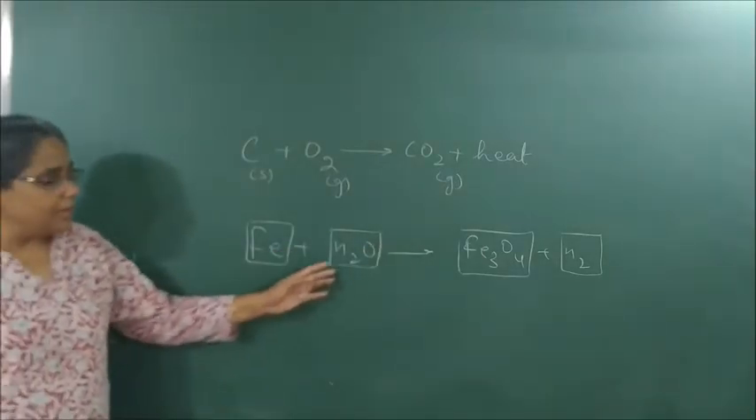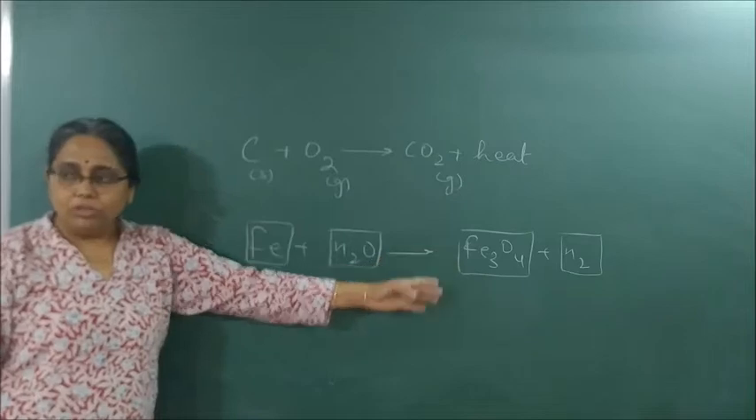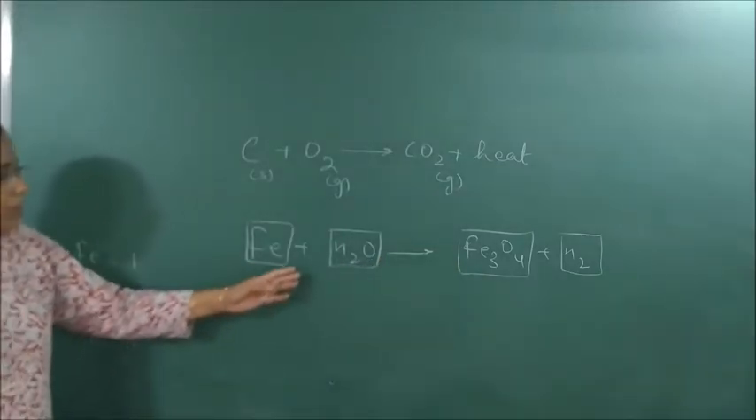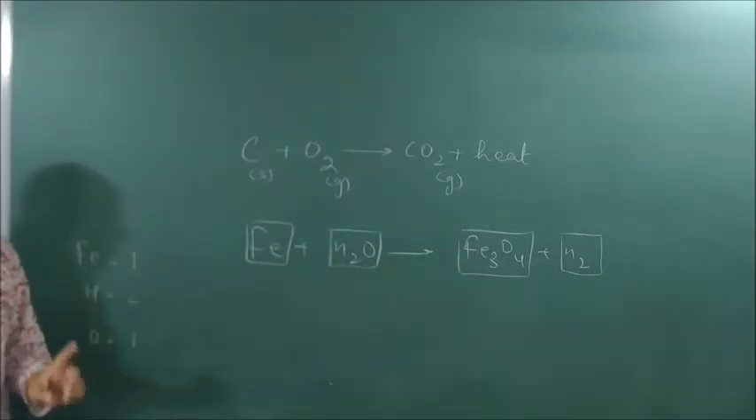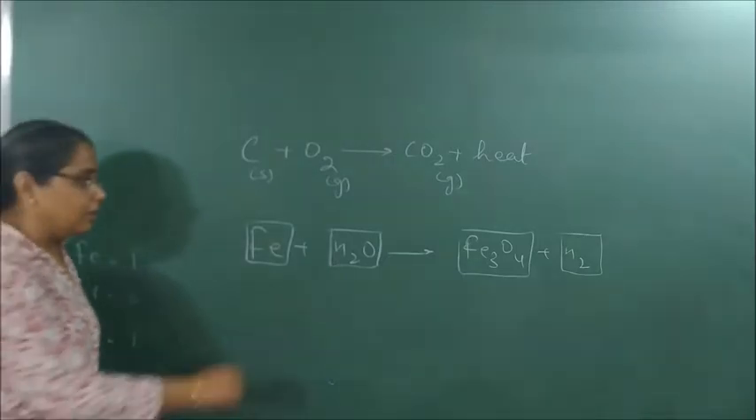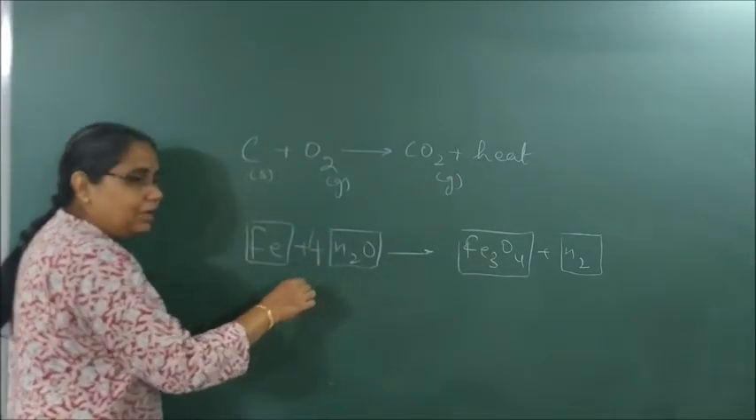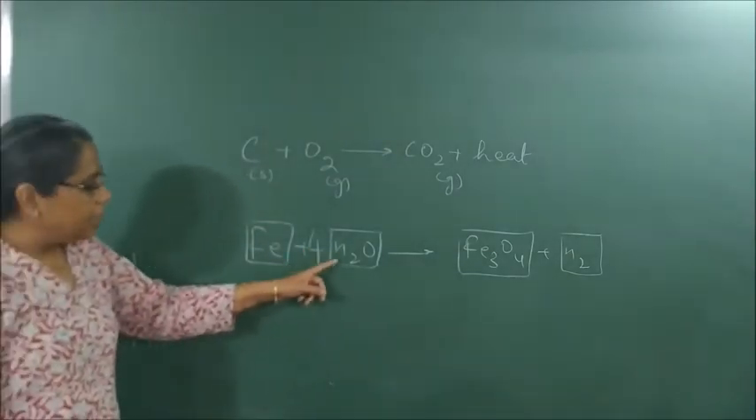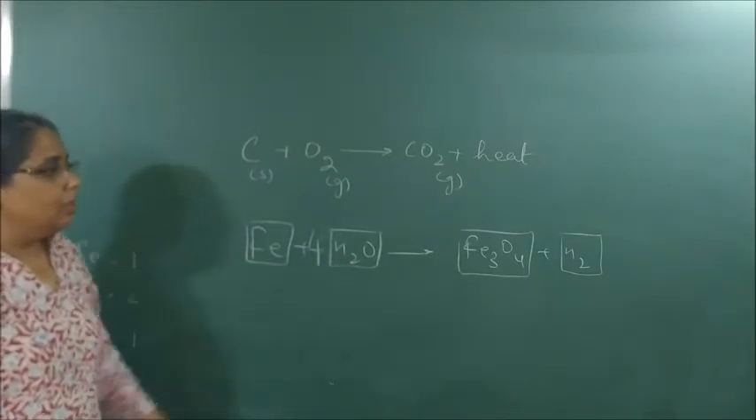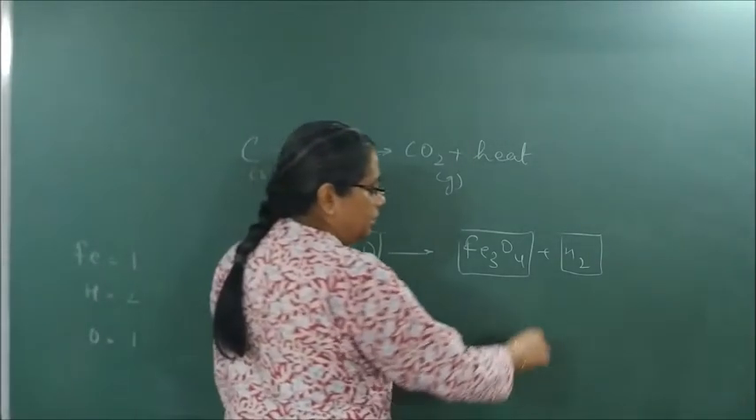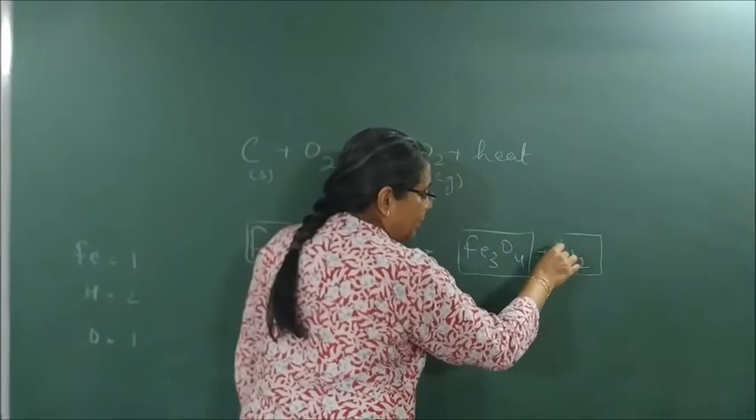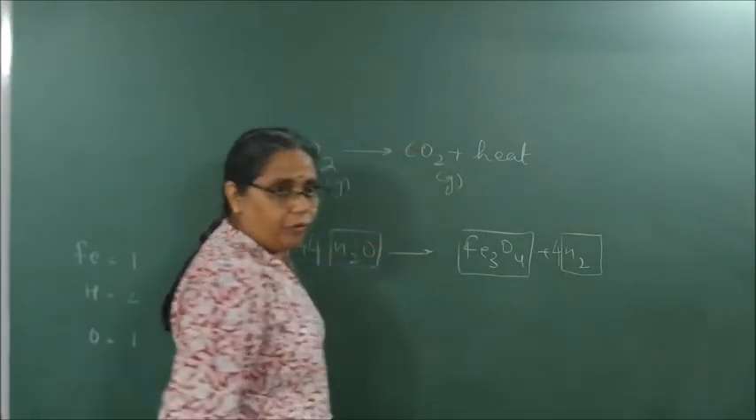Then what is not balanced? Oxygen. Oxygen is 4 there, and here oxygen is 1. So what should I write here? 4. The moment it becomes 4, hydrogen becomes 8. So I will immediately go and balance my hydrogen. How should I balance? By writing 4.